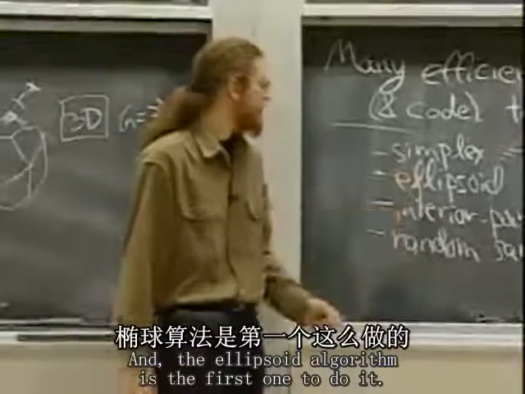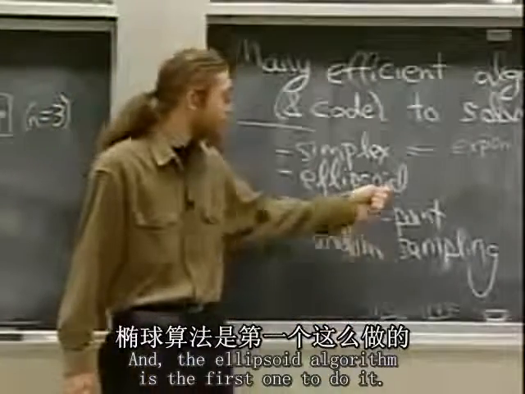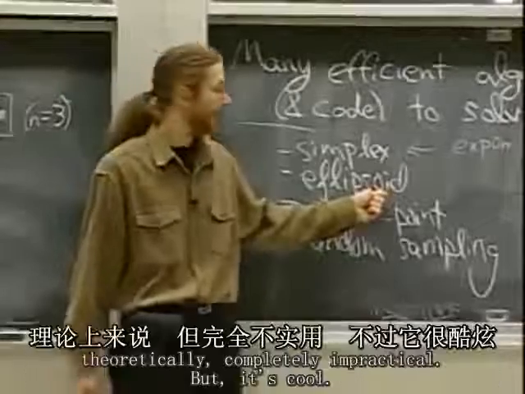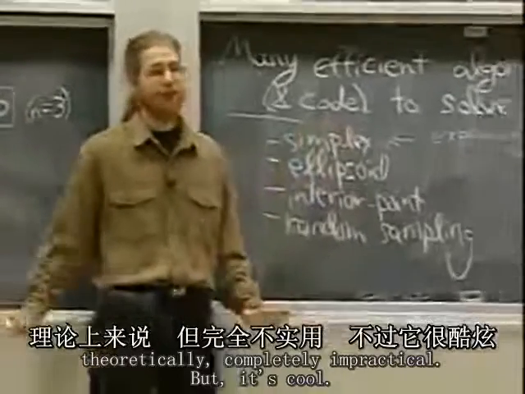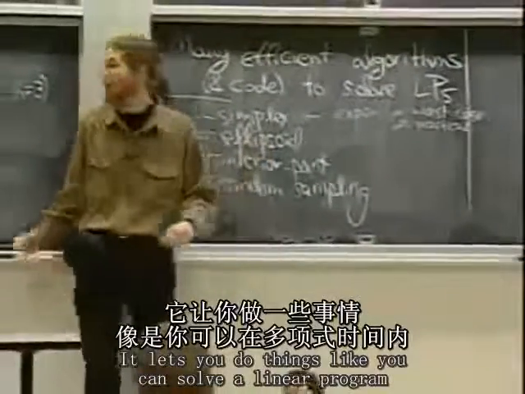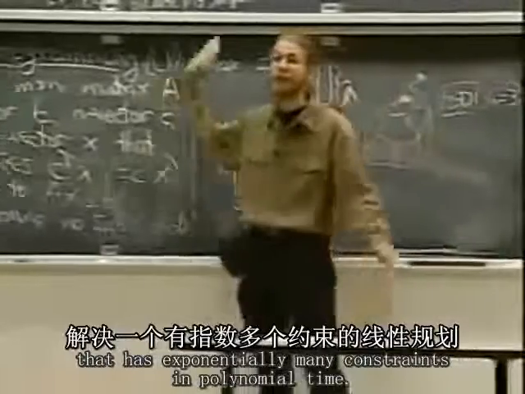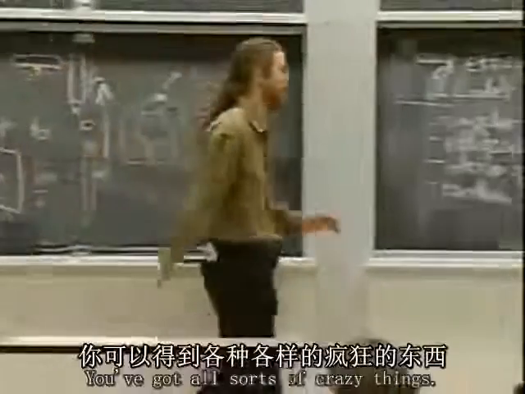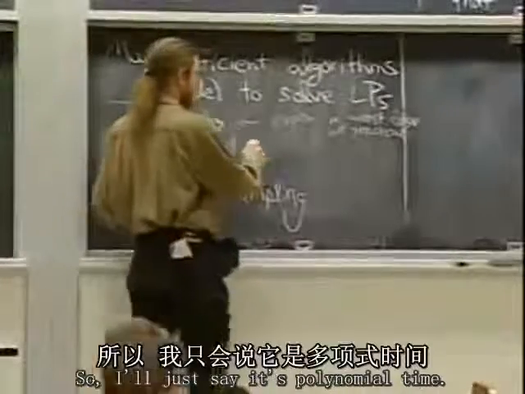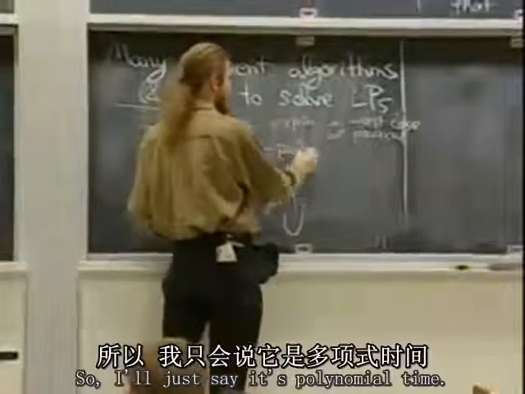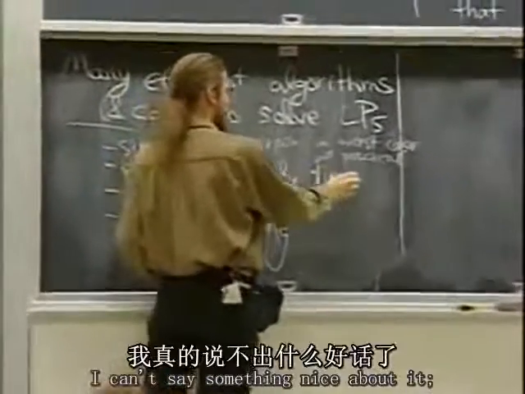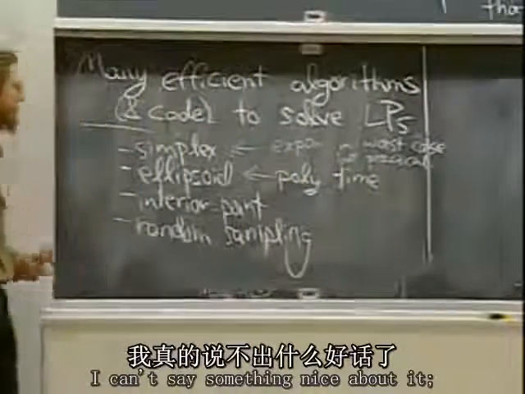And the ellipsoid algorithm was the first one to do it. It's a very general algorithm, very powerful theoretically, completely impractical. But it's cool. It lets you do things like solve a linear program that has exponentially many constraints in polynomial time. All sorts of crazy things. So I'll just say it's polynomial time. No, can't say something nice about it. Don't say it at all.